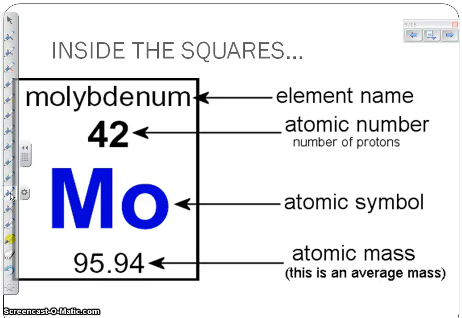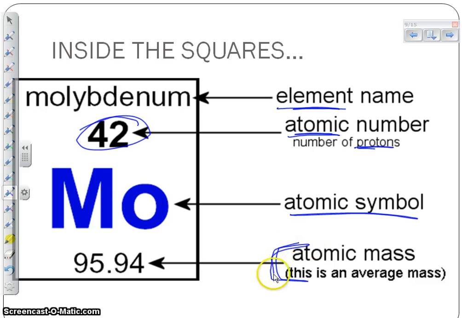Every single periodic table will have, or should have, an element name, and my computer doesn't look happy. Should have an atomic number, and that's going to be the number of protons. And when we get into doing atomic charts in the coming weeks, your atomic number and the number of protons are always the same thing. Okay, and I'm not saying it's always 42, but if I give you the atomic number, you know the protons. If I give you the protons, you know the atomic number. And then you're always going to have a symbol, which is going to be 1 or 2 letters, with the first letter always capitalized. If there's a second letter, it's lowercase. And then we're going to have the atomic mass. And this is going to be the average mass of all the different isotopes. And we'll talk about that in a little bit.